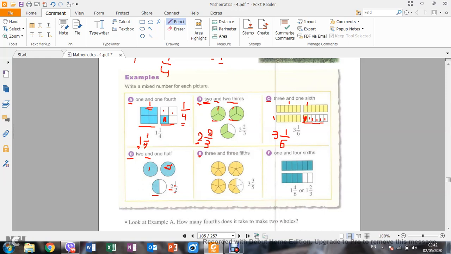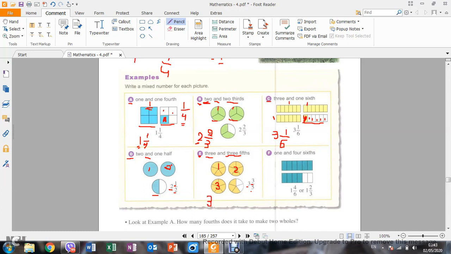E, we have 3 and 3/5. Look at this model: 2, 3, directly you can write 3. Look, I wrote 3. After that we have the fraction 3/5, which means 3 is the numerator and 5 is the denominator. So by these models we can write again. Look, we have 1, 2, 3.